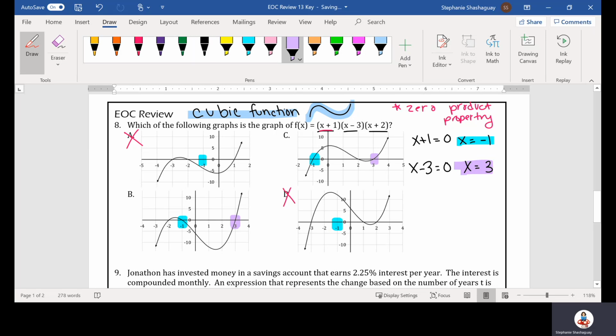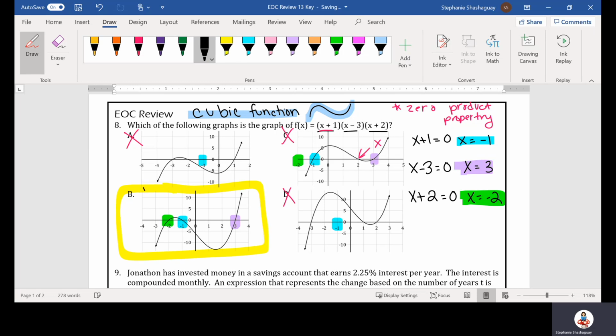Last, I have x plus 2 is equal to 0. So that means x is equal to -2. So I need to have an x-intercept at -2. Well, C does not have an x-intercept at -2. It only has an x-intercept at +2, and that's wrong. Here I have my x-intercept at -2, so my correct answer here is B.